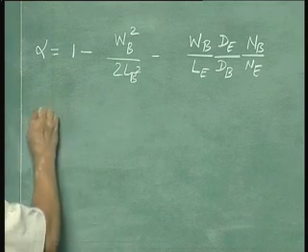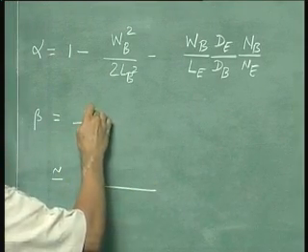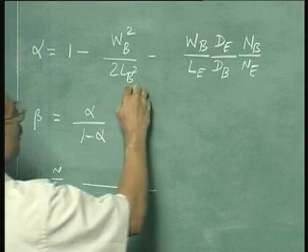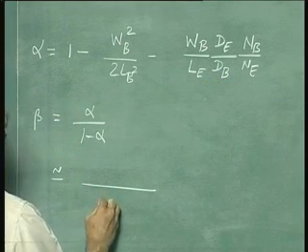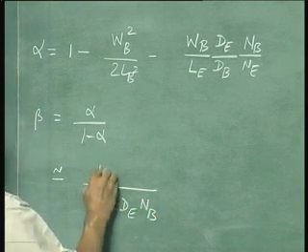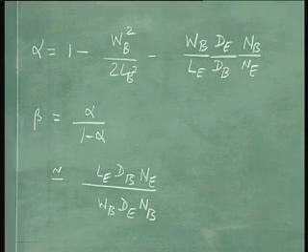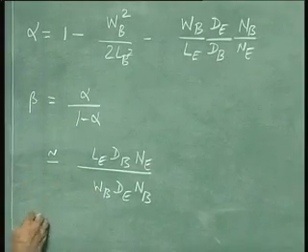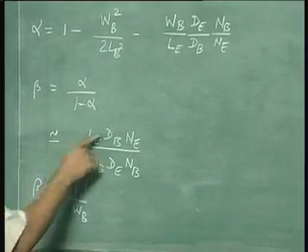Now if this is alpha, and beta is alpha by 1 minus alpha, we can approximate the numerator as 1 to avoid a complicated formula, and 1 minus alpha would be simply this plus this. Further, we have said that in modern transistors this term is very small compared to this term. So 1 minus alpha can be simply written as WB DE NB by LE DB NE. For a modern transistor whose beta is governed by injection efficiency, this is the beta. Clearly from here we can see beta is proportional to 1 by WB. So as your WB changes your beta will increase, other things we will assume to remain constant.